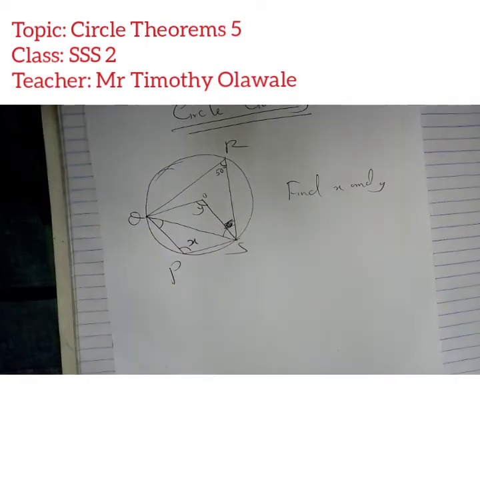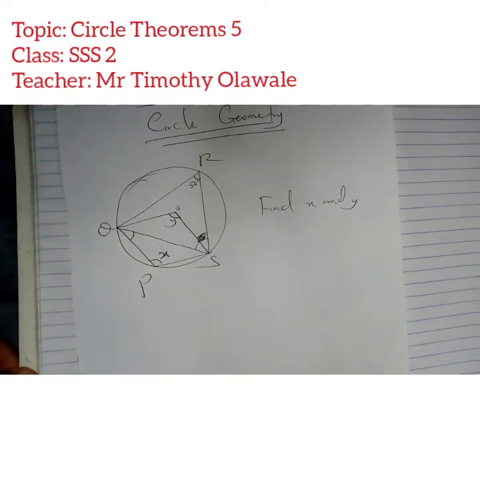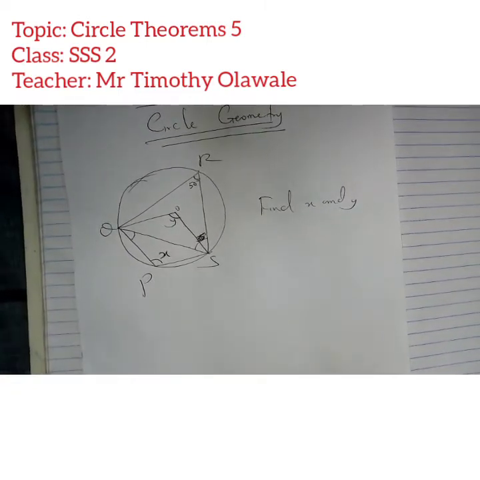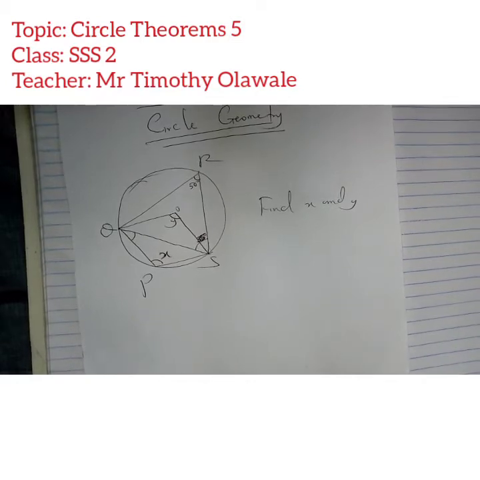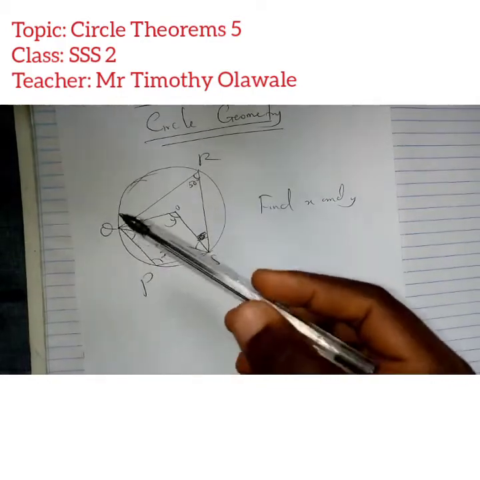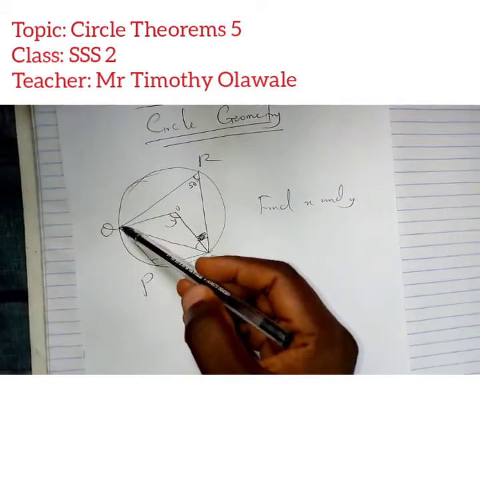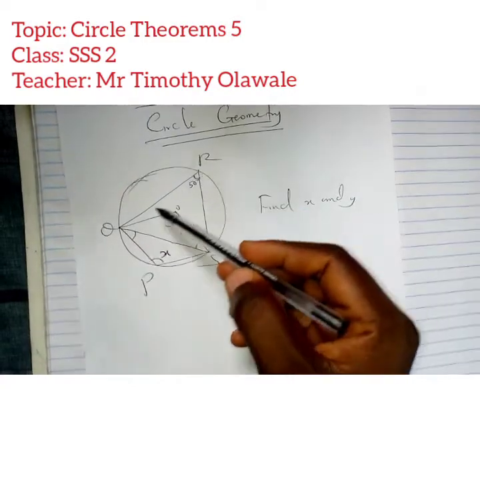One thing I must say is that a particular question may involve more than one theorem. We may have to use 2, 3, 4, 5 theorems on a particular question, so you don't limit your mind to one theorem. You need to understand all the theorems. If you look at this, it looks like a cyclic quadrilateral. How do I know? The 4 vertices touch the circumference, so this is a cyclic quadrilateral.